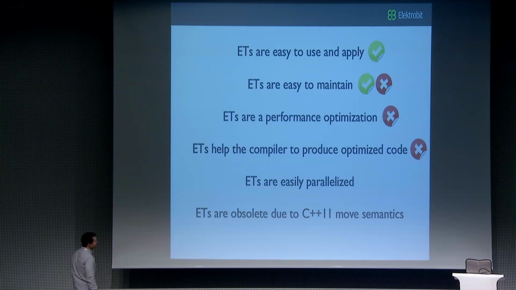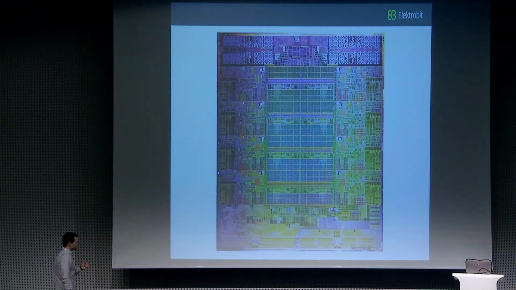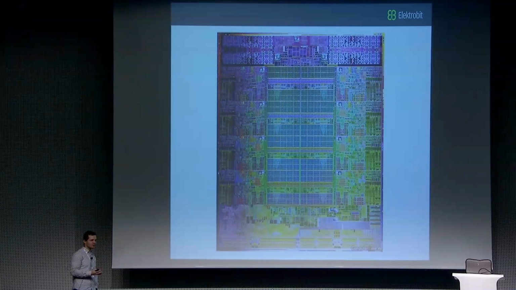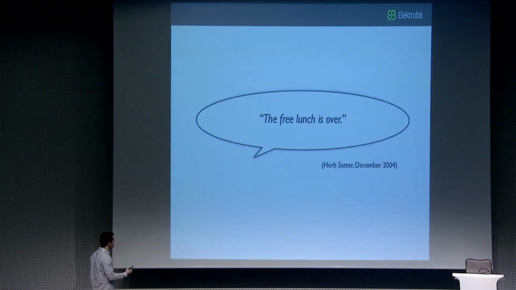Expression templates are easily parallelized. I think this one is very important. If you go to a store today, what can you buy? You cannot buy a single-core CPU anymore. There is no such thing as a single-core CPU anymore, kind of. There is, but the current CPUs are multi-core. That's just the truth that we have to live with. So you have multiple cores of the same kind usually. You have a lot of cache, of course, but this is the kind of CPU that we have to work with.